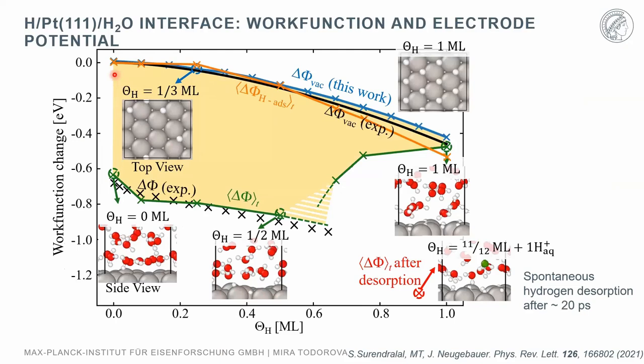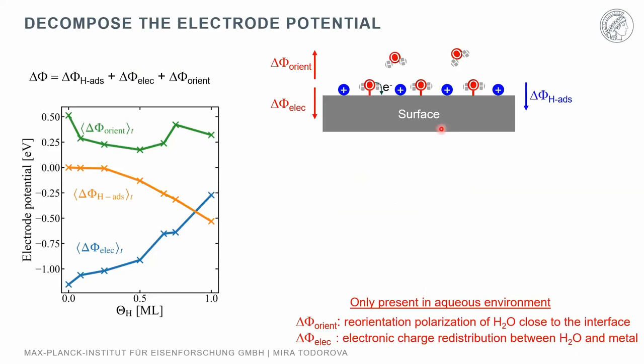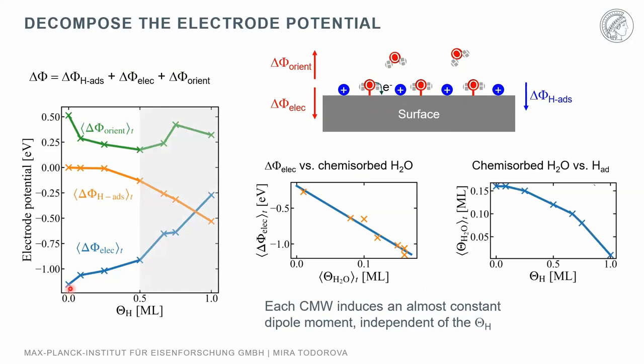Now, there are two additional contributions which are related to the water. One is for water that is adsorbed on the surface and exchanges electrons with the surface, and the other is for water molecules that are in the vicinity of the surface and reorient in order to screen the dipole. These are these two contributions. If you look up to maybe half a monolayer, we see that they have a similar but opposite slope. And later on, this changes.